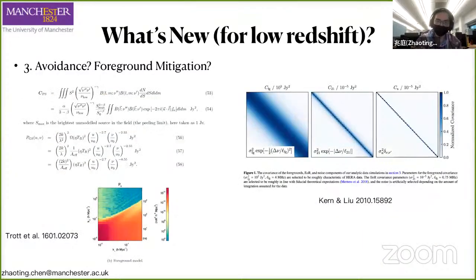So then the question becomes: is the contamination negligible enough for you to just do some simple avoidance? Or is it a concern that you need to actively mitigate? When we talk about mitigating foreground, basically it's about trying to model its covariance. For example, for this MWA work, people explicitly model the foreground covariance by modeling different components, whereas for this HERA work, they use Gaussian process regression to construct the foreground covariance in a more general way.